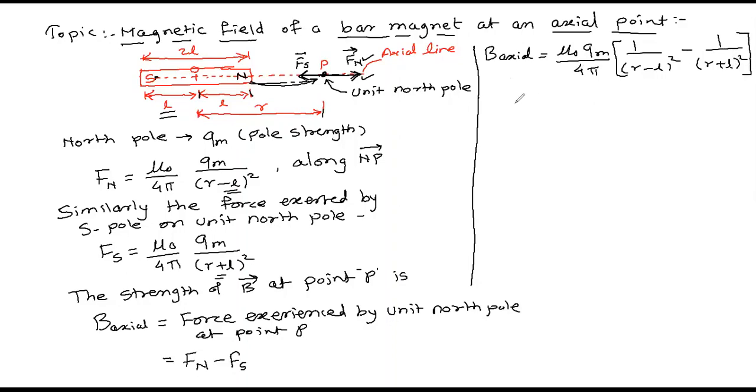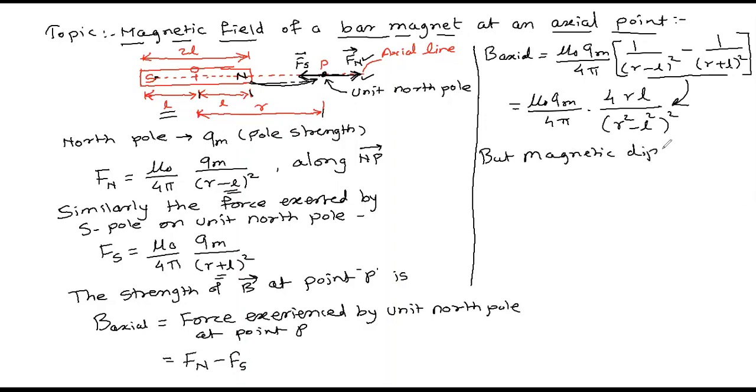After solving this, you get μ0 Qm upon 4π into [4rl upon (r² − l²)]². Solve this bracket, and ultimately you will get this type of equation. But here we can say magnetic dipole moment.